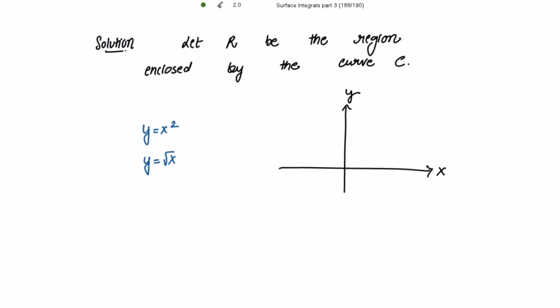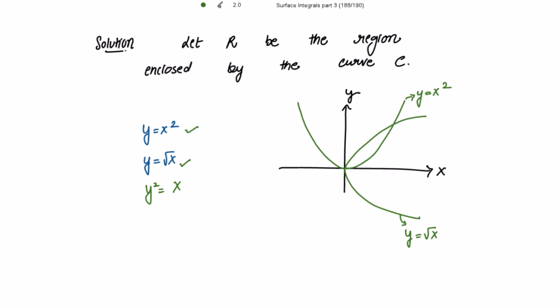Let R be the region enclosed by the given curves. The curves are y equal to x squared, this parabola, and y equal to square root x. If we square both sides, we get y squared equal to x. So the parabola y squared equal to x is this one. This is your origin. What is the point of intersection?